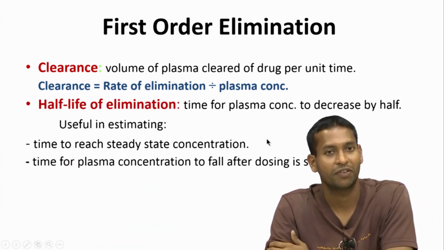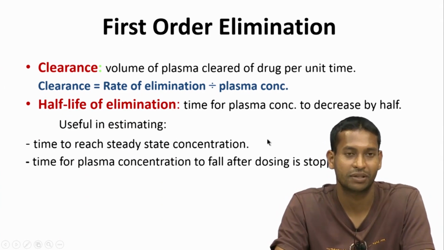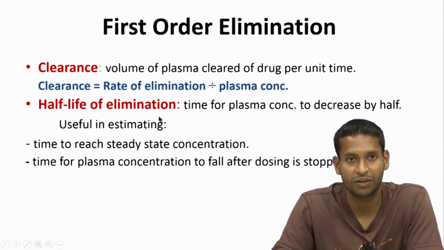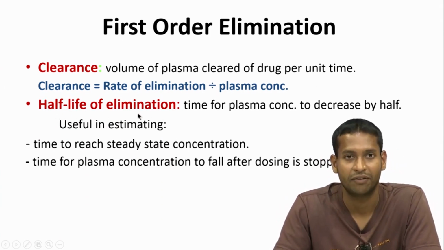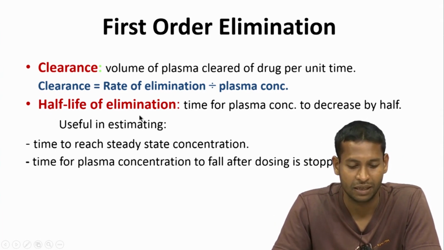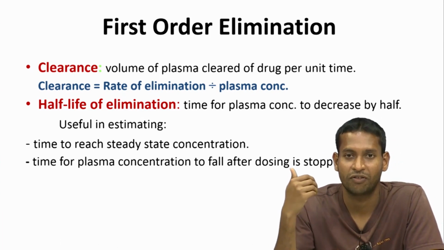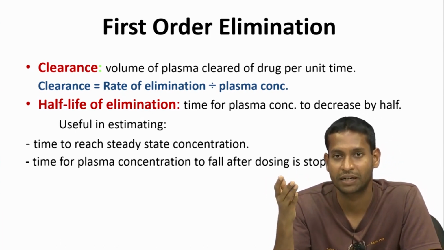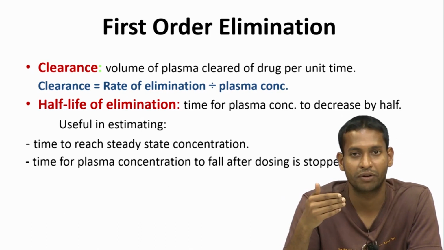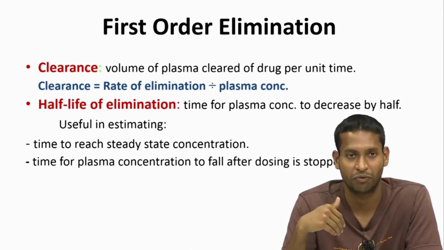And then another term that we are going to define is half life of elimination, which is very widely used in drug delivery fields. What it essentially means is the time it takes for the plasma concentration to decrease by half. So if I have 1 mg per ml, how long will it take for a normal body to reduce it down to 0.5 mg per ml?